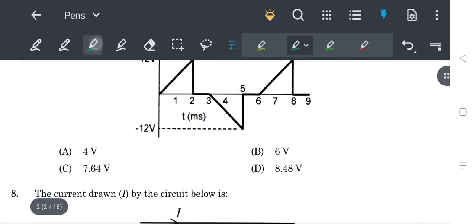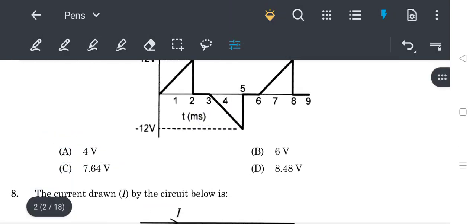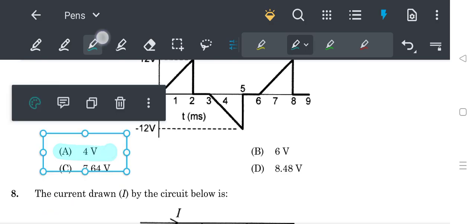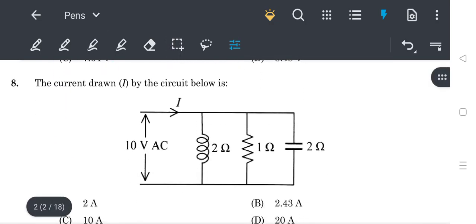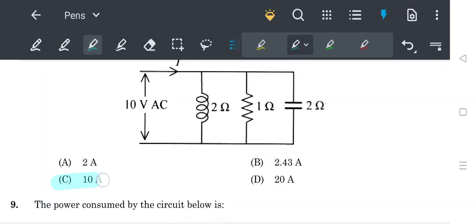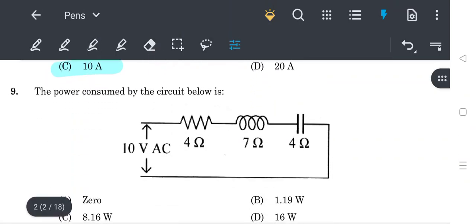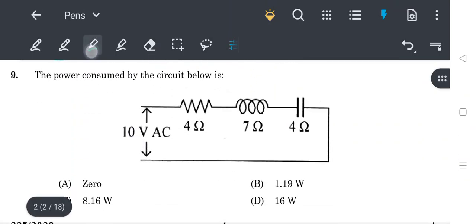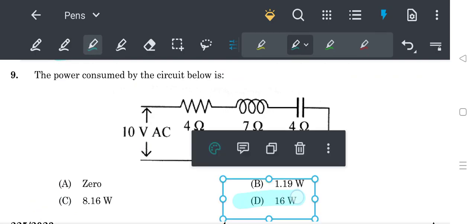Answer option A, 4 volt. The current drawn I by the circuit below is. Answer option C ആണ്, 10 ampere. Next one, the power consumed by the circuit given below is. Option D, 16 watt.